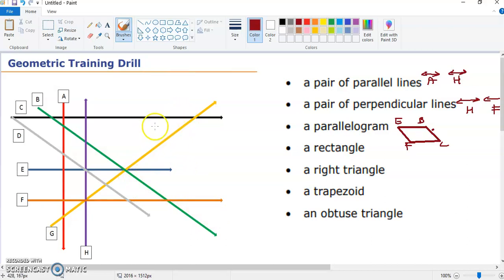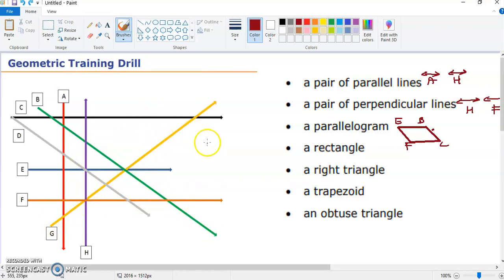And as far as the obtuse triangle, I think there are two. I'll just highlight these, but I think there's two. I think this one is an angle larger than 90, and I think that this one is also. So if you wanted to use either of these two triangles, you could use those as your obtuse triangle.